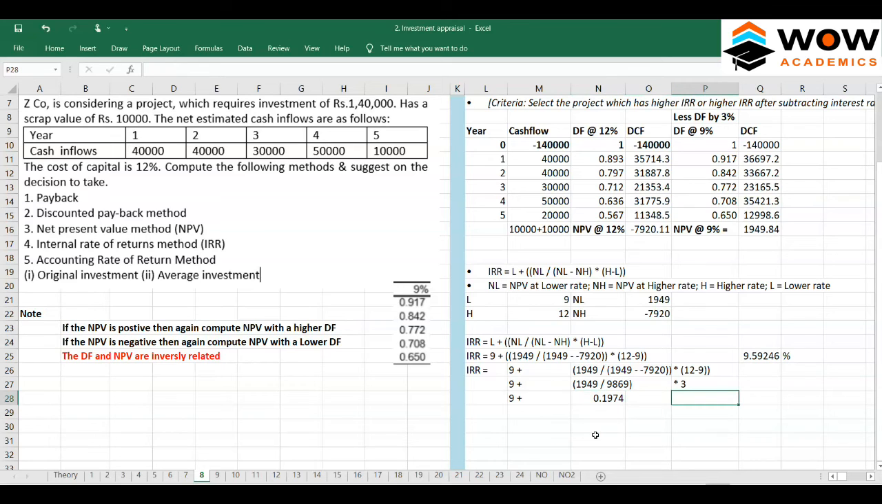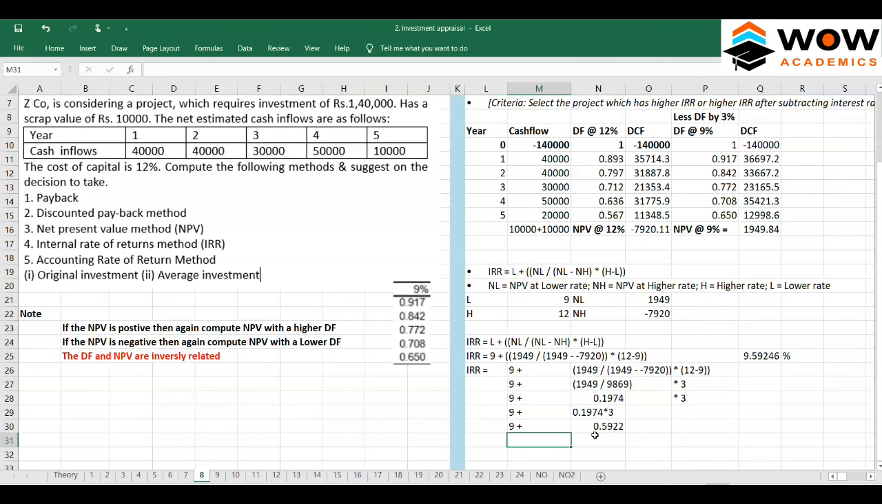Okay, again bring this number down. 9 again has to come down. So these two numbers have to be multiplied now. So let's multiply this number into 3. So that comes to 0.5922. Okay, so we got this answer.